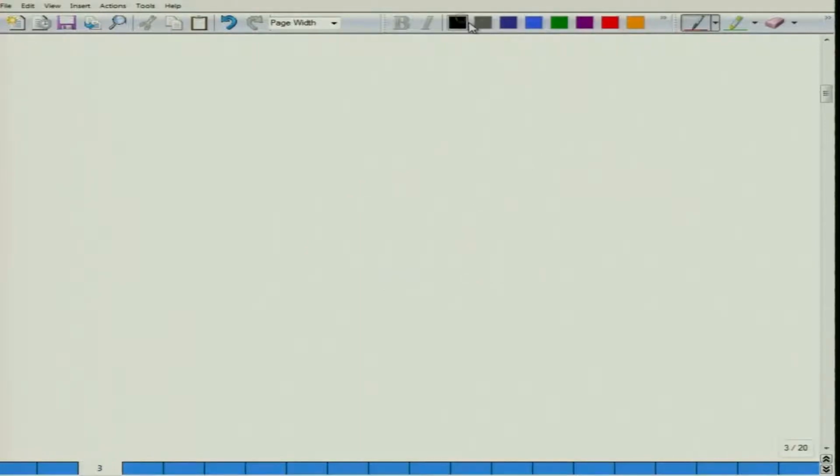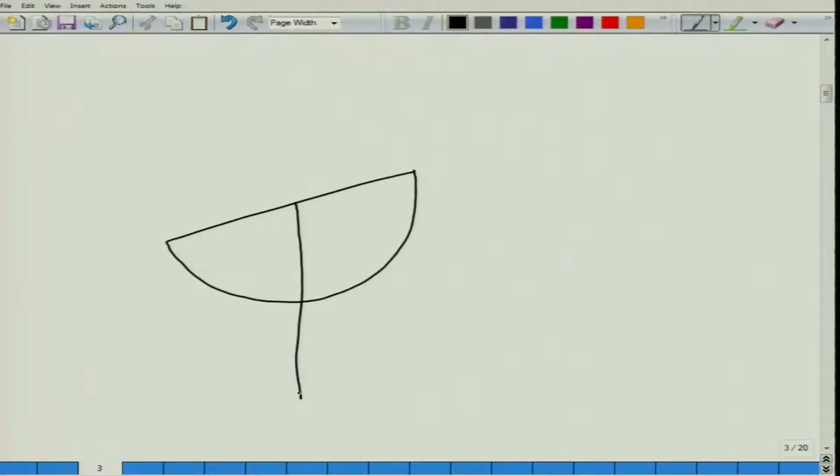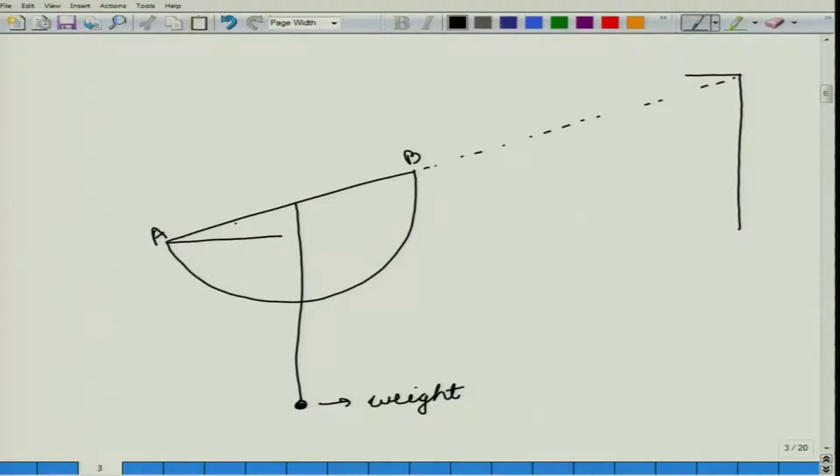So, what we have done is, we have taken this protractor, inverted it, and here we have a string to which a weight is attached. We have kept it such that these points A, B are in a straight line with the top of the roof, or let us draw it like this. So, I am trying to measure this angle. The angle I am interested in is this angle theta.